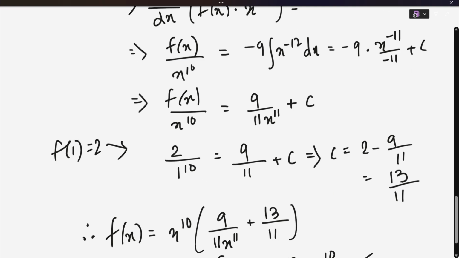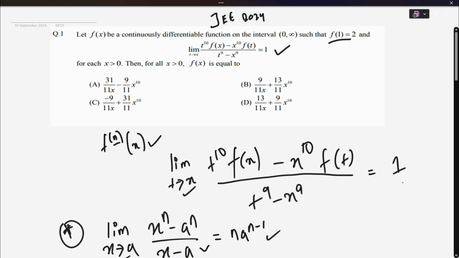Now let's go back and see which one matches our answer. So 9 by 11 x and 13 by 11 x to the power 10. So option B is the correct answer.